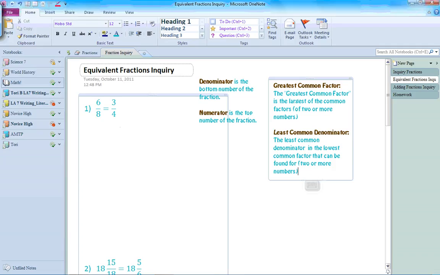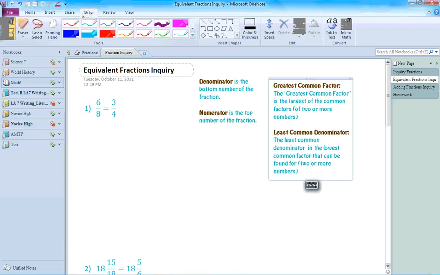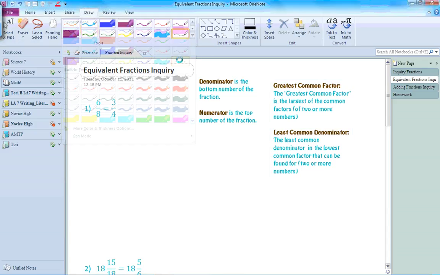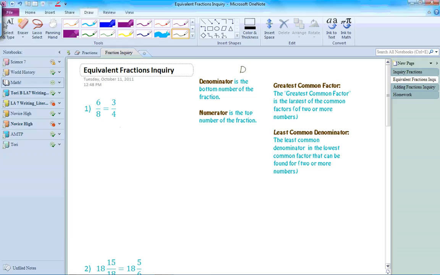So today we're doing equivalent fractions. And our first problem is 6/8 equals 3/4. But wait, do you see this right over here? This is called the dictionary. It has everything that we need to know for this fraction section. So we may come back and refer to this.